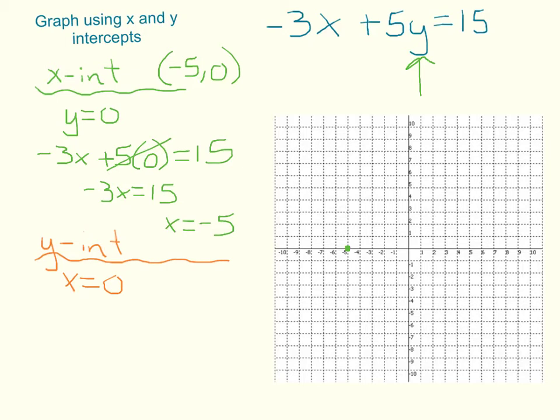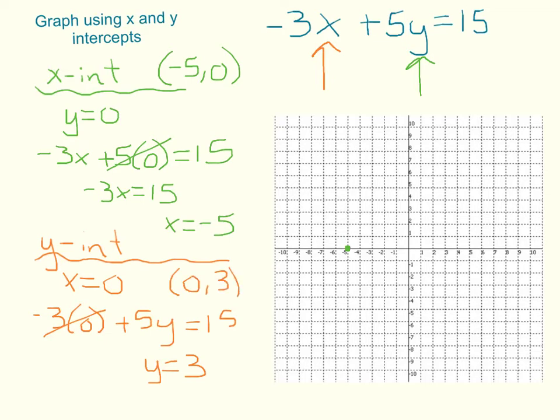And now for the y-intercept, we need to plug in 0 for x. Negative 3 times 0 plus 5y equals 15. This cancels out, so 5y equals 15 and y equals 3. So my y-intercept is (0, 3). Now I just have to connect these 2 dots and then do my best to extend the line.